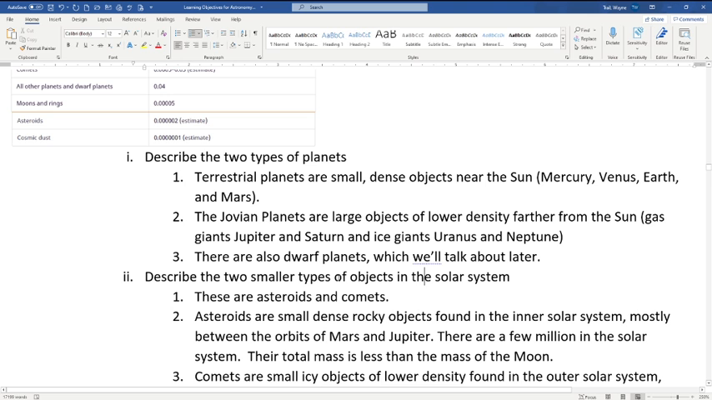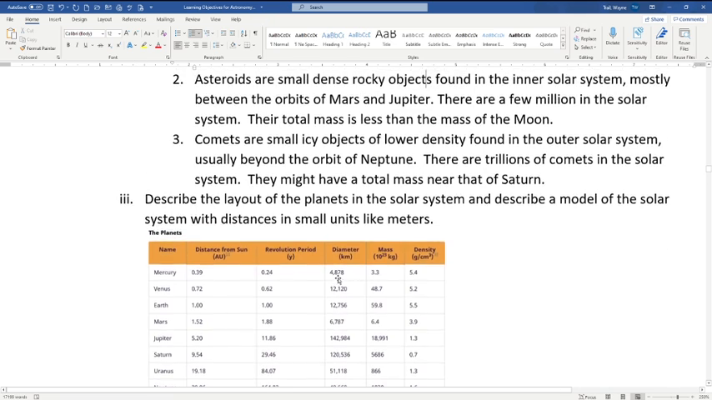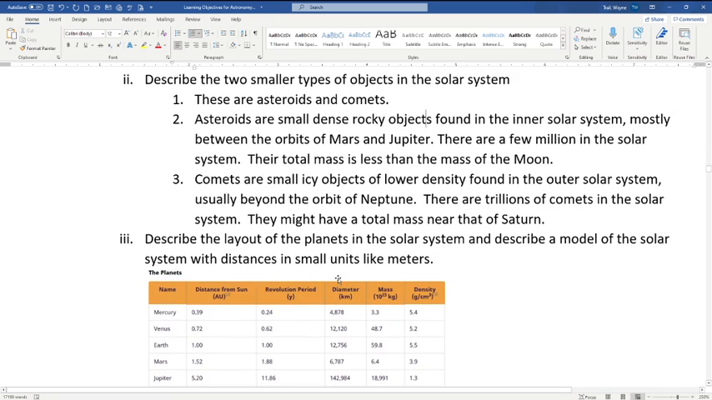And now there are small objects in the solar system that aren't the sun. These objects are called asteroids and comets. Asteroids are small, dense, rocky objects found in the inner solar system, mostly between Mars and Jupiter. There are a few million in the solar system total, and their total mass is less than the mass of our moon. Our moon is 1/100th of the mass of the Earth, so you get the idea. There's not a lot of mass in the asteroids. Nevertheless, there are a few million of them.